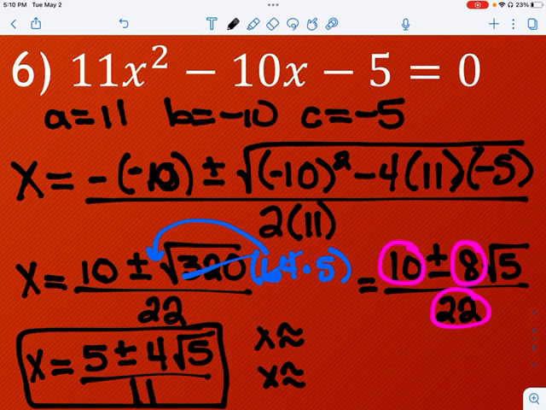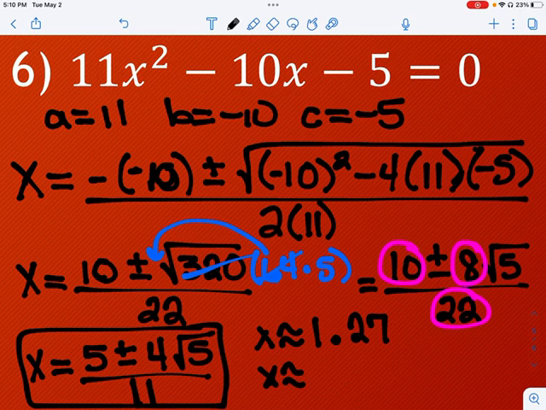So I'm literally just going to go 5 plus 4 square root of 5 equals, and that should come out to be 13.9 something, divided by 11. And that gives me 1.267, so we're going to go 1.27. That 7 would make the 6 round up.